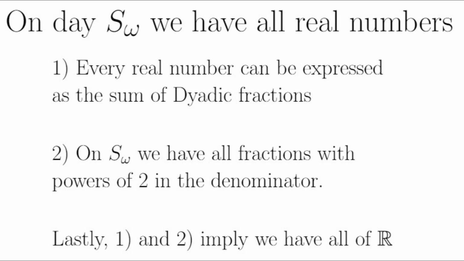So what does this mean, and how is this relevant to the surreal numbers? Recall that on the nth day, we have all dyadic rationals with denominator powers of n minus 1. This means that on the omegeth day, we have them all. We have all convergent sums of dyadic fractions. Since the binary decimal expansion is really just a convergent sum of dyadic fractions, and since every real number has a binary decimal expansion, we can conclude that on the omegeth day, we have all real numbers.